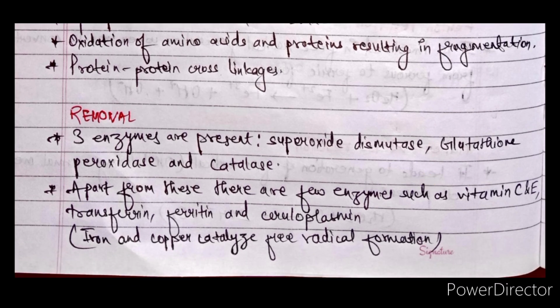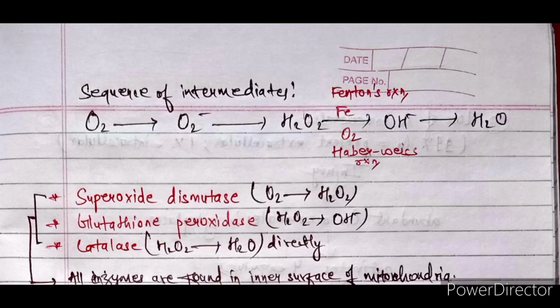So how these are removed? Three enzymes are present such as superoxide dismutase, glutathione peroxidase, and catalase. Apart from these, there are few other agents such as vitamin C and E, transferrin, ferritin, and ceruloplasmin. Iron and copper catalyze free radical formation. So the sequence of intermediate is shown here.